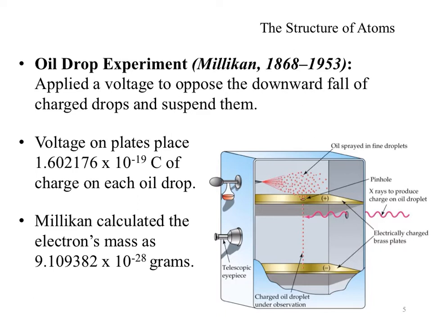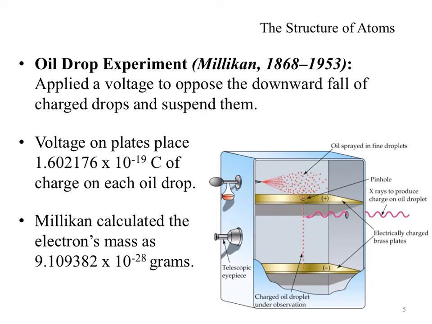He sprayed oil into fine droplets using an atomizer, and these droplets were allowed to fall under the influence of gravity through a small hole, and those were then viewed with the aid of a light source, like a microscope. During their fall, the drops acquired a charge that was produced by bombarding the air in the chamber with ionizing radiation.